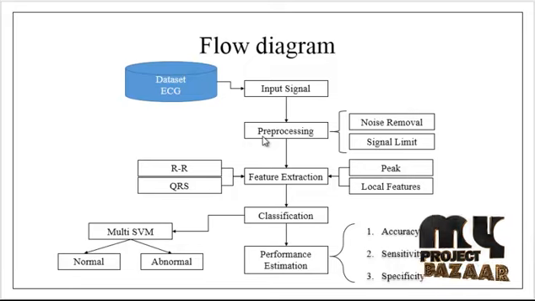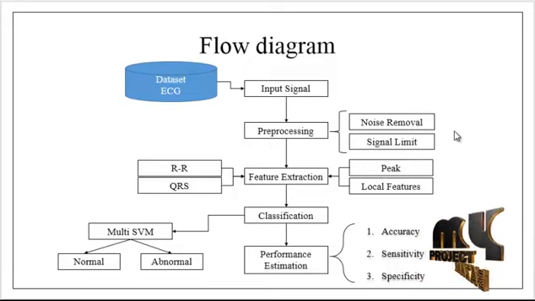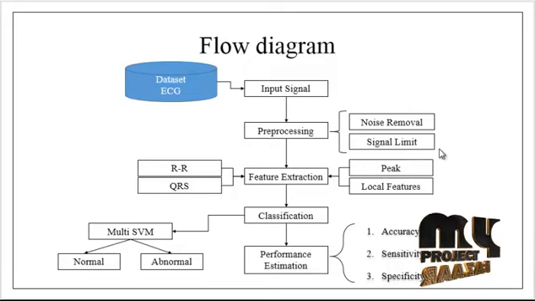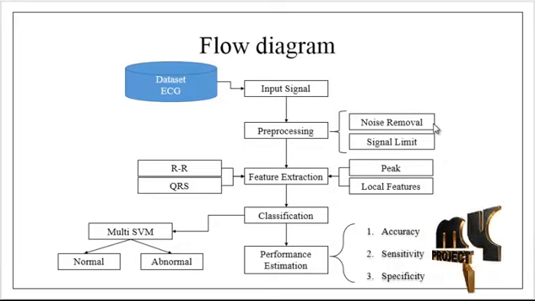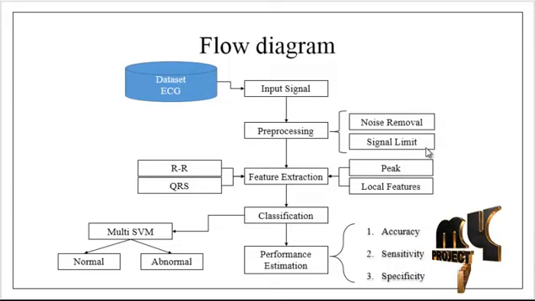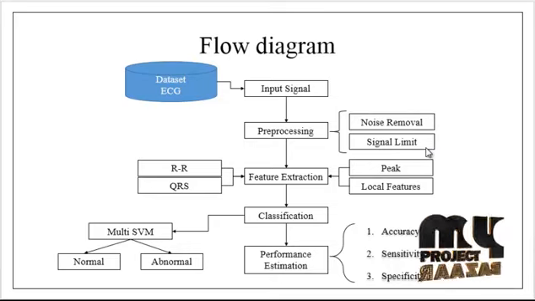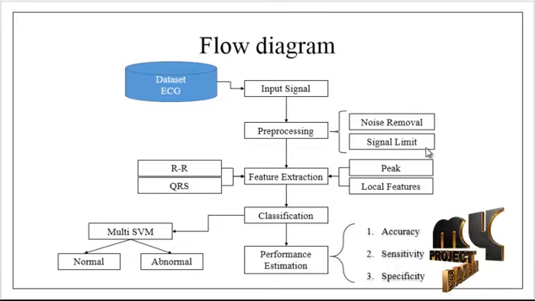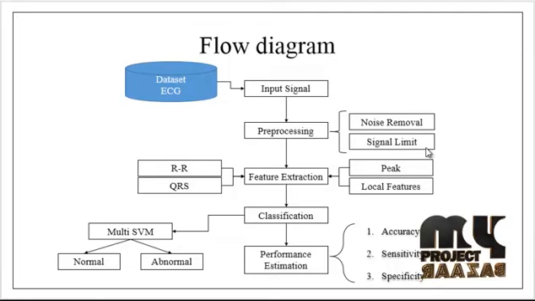In this step, we have two stages of pre-processing. One is noise removal, then signal limitation. In the noise removal stage, if the signal has some noise, the noisy peak regions will be eliminated. Then if the signal length is too large, signal limitation is carried out to shorten the length of the signal. This will improve the performance as well as the speed of the process.